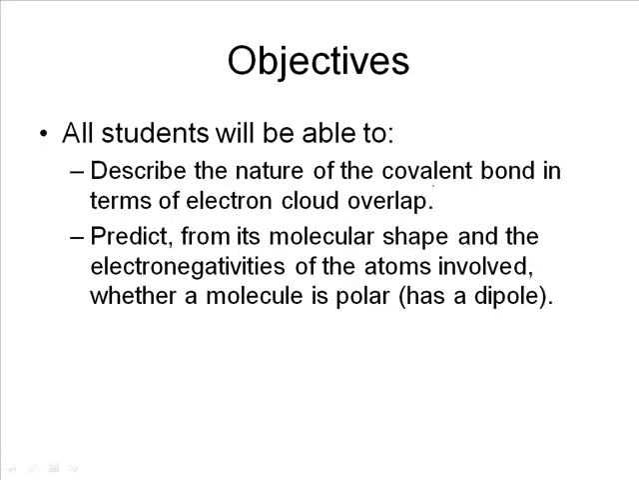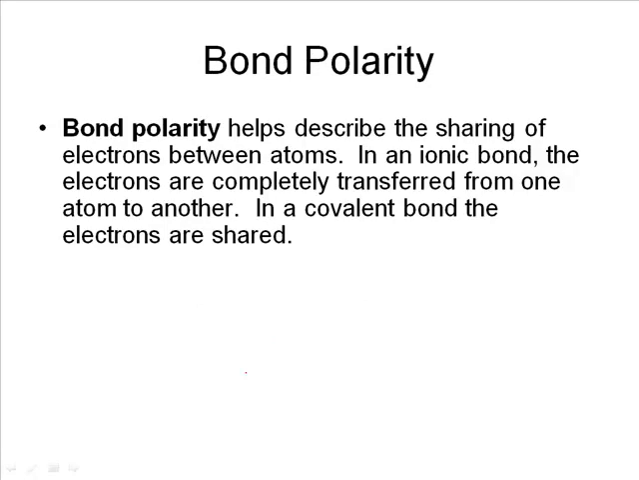So we're going to talk a little bit about the covalent bond and how the electrons overlap each other, and then we're going to determine from the molecular shape whether a molecule is polar or whether it is what is called nonpolar. So polarity, or whether a bond is a polar bond or a non-polar bond, helps describe how the electrons are shared between the atoms that are in a bond.